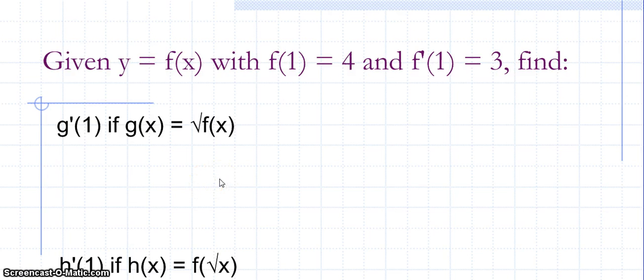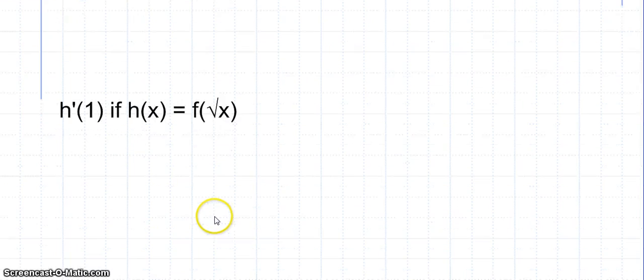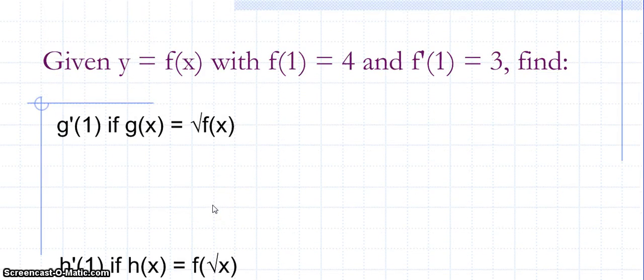Alright. So here, you are given y equals f of x with f of 1 equal to 4 and f prime of 1 equal to 3. So I want you to first find g prime of 1 if g of x is the square root of f of x. Find h prime of 1 if h of x is f of the square root of x. And see what you get for those. Hint, chain rule. Pause the video. Unpause when you're ready to check.